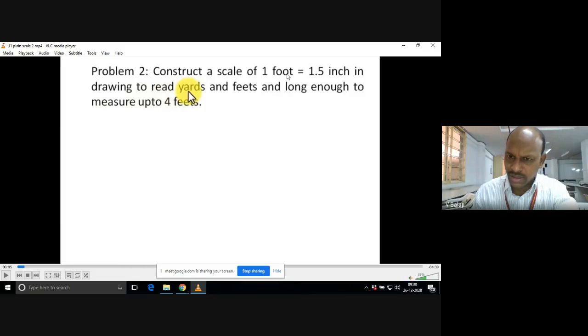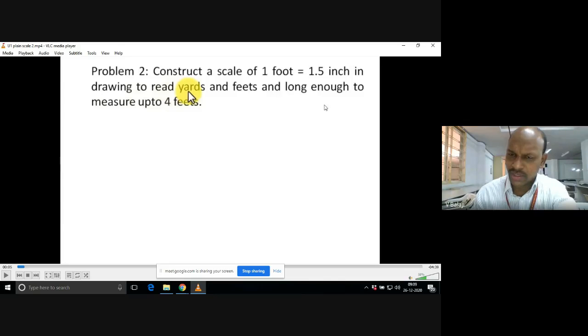That means since we are discussing reduced size, the drawing size will definitely be less and the object size will be more. So as per the formula, what is the numerator now? What is the denominator? Yes, 1.5 inch divided by 1 foot.